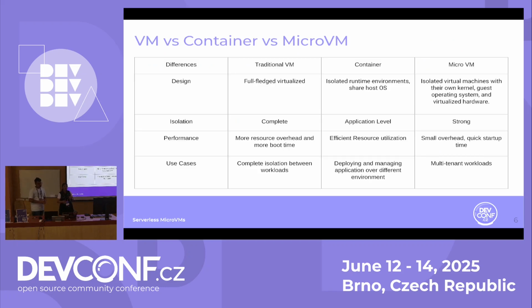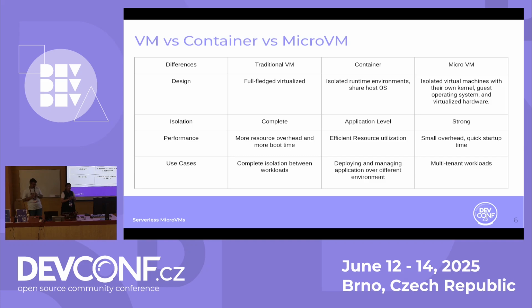Now let's check the differences between the VM, the container, and the micro-VM. First, we'll go across the design aspect. In a traditional VM, we have a fully virtualized environment. A container has your application and application environment with a shared OS; it shares your host operating system. And a micro-VM uses its own kernel and its own root file system.